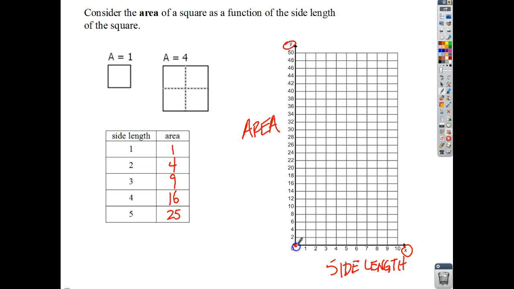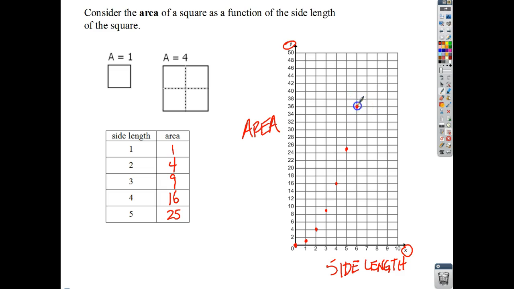Well, I'm going to have a 0, 0, right? Because if I have 0 side length, I have 0 area, okay? And then I'm going to have a side length of 1, and my area is 1. Side length of 2 gave me an area of 4. Side length of 3 gave me an area of 9. 4 gave me an area of 16, and 5 gave me an area of 25. Okay, and you can assume, let's keep going here. 6 is going to give me, what do you think?